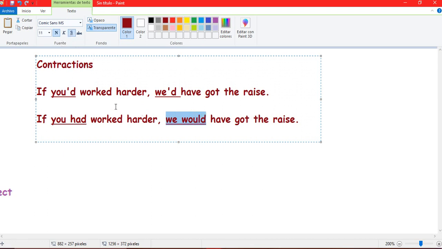In both cases, what is the difference? With the past perfect, you made the contraction, but you have a past participle. But with the future perfect conditional, you have have only. So we'd have got the raise, or we would have got the raise. If you'd worked harder, or if you had worked harder, like this. So these are the contractions. Let's see another example.